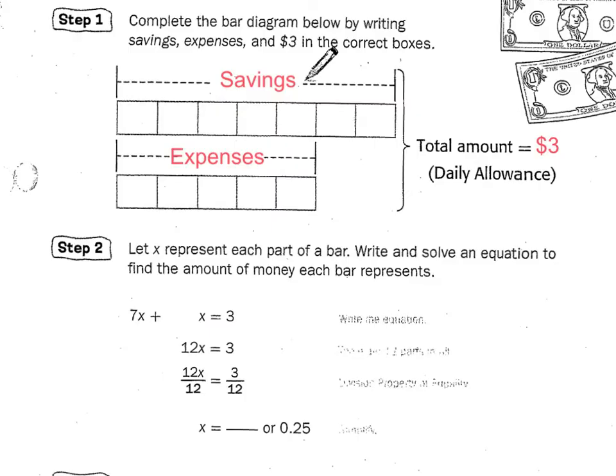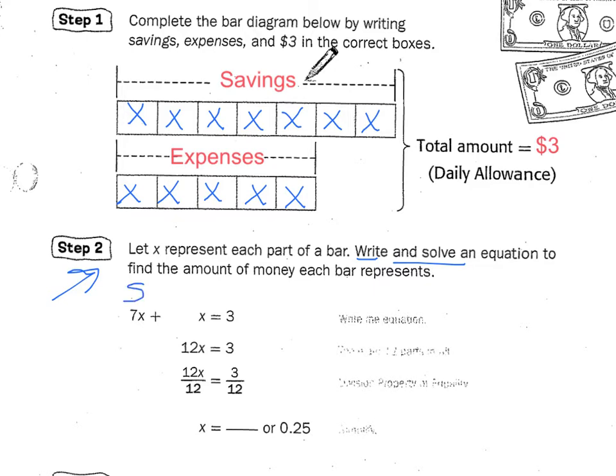Now in math, we don't use question marks to represent amounts we don't know, right? We use variables. So we're going to use the variable x to represent the amount in each of these little parts that we don't know yet. All right, so now we're going to take our model and translate it into math. Step 2. Let x represent each part of a bar. Write and solve an equation to find the amount of money each bar represents.